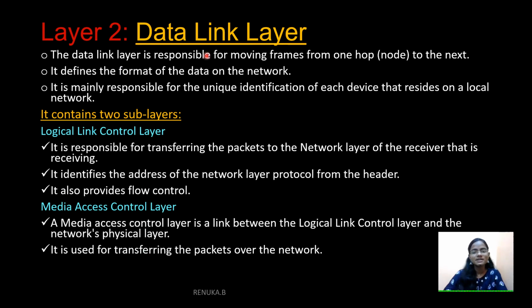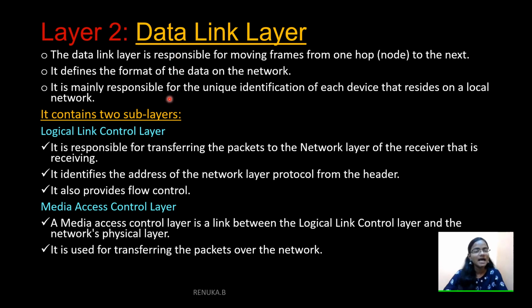The second layer is the data link layer. Data link layer is responsible for moving the frames from one node to another. The data units on the data link layer are known as frames. This layer is responsible for error-free transfer of data frames, and it provides reliable and efficient communication between two or more devices. It also defines the format of data on a network.